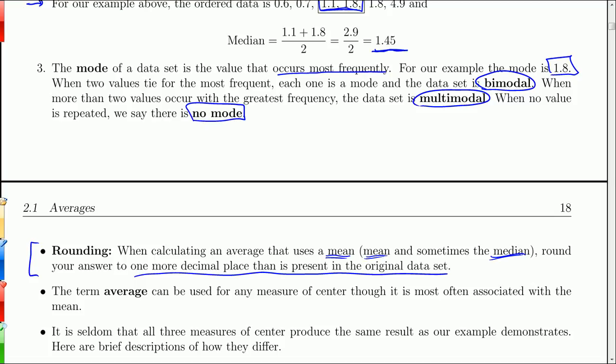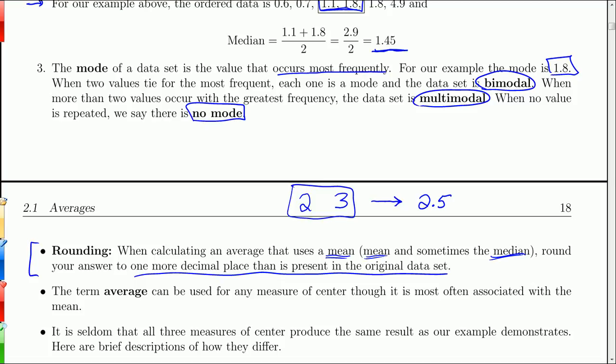And the reason for that is, suppose you only have two numbers. Suppose you have the number 2 and the number 3. If I said, what is the average of 2 and 3, you'd probably say 2.5. And that would be correct. And you don't want to round that to 2 or 3 because you don't want to say, oh, the average of 2 and 3 is 3. Right? That's crazy talk. So you go to one more decimal place than is present in the data.